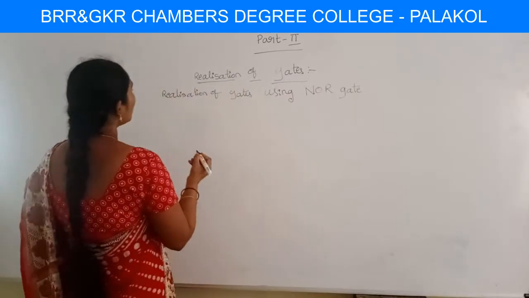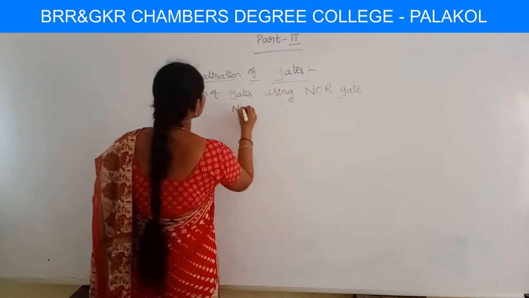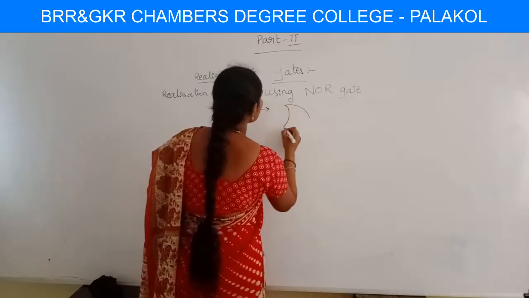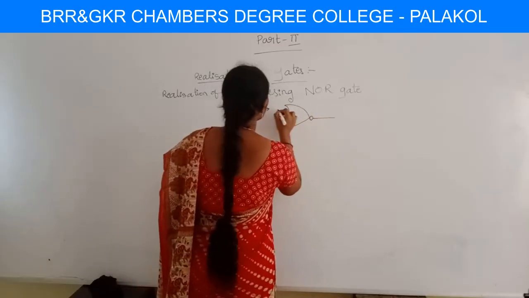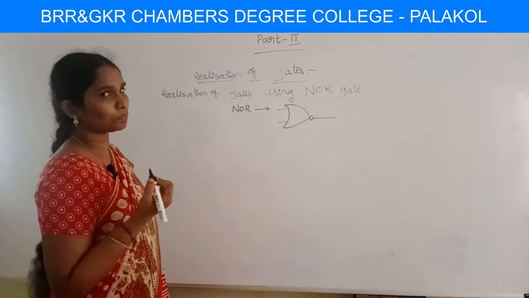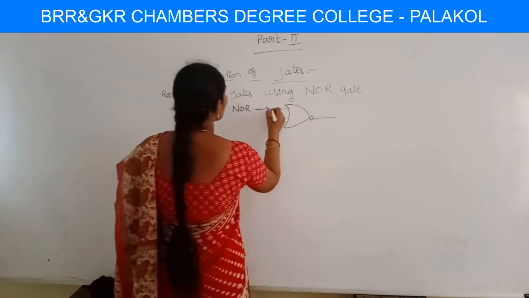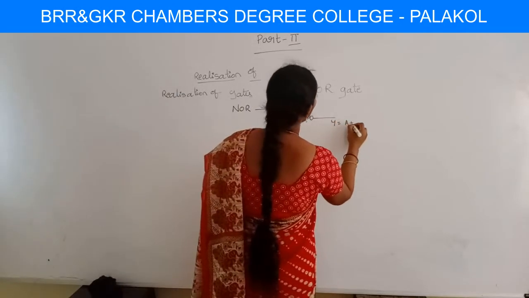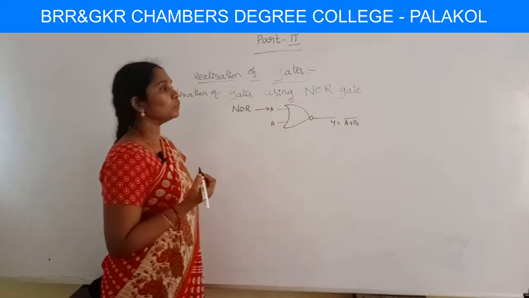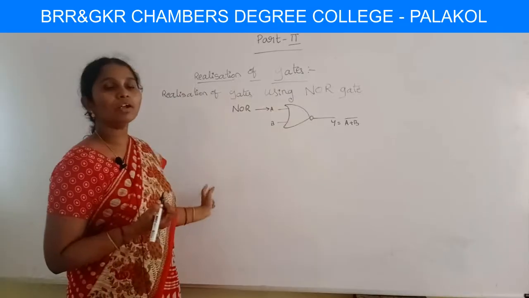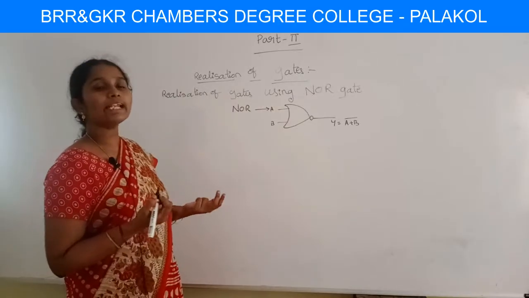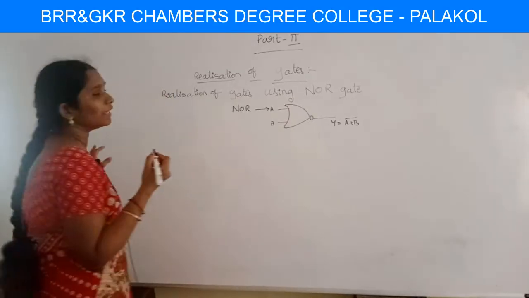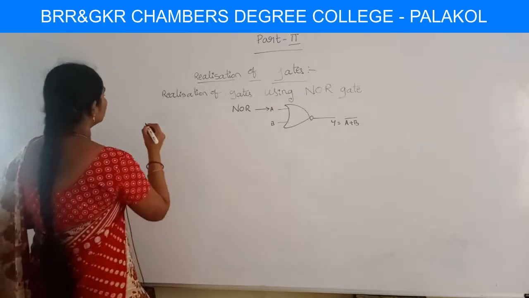So the symbol of NOR gate is like this, with the NOT bubble. In the last presentation I have explained all those symbols. So here this is A and this is B. So the output is equal to A plus B whole bar. By using this NOR gate, you have to implement all the basic gates. Those gates are AND, NOT and OR gates. The first one, we have to implement the NOT gate.